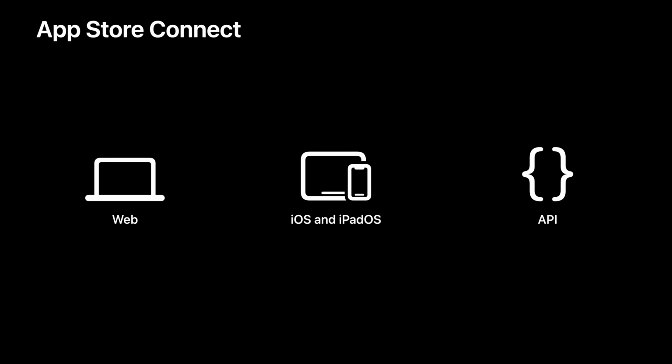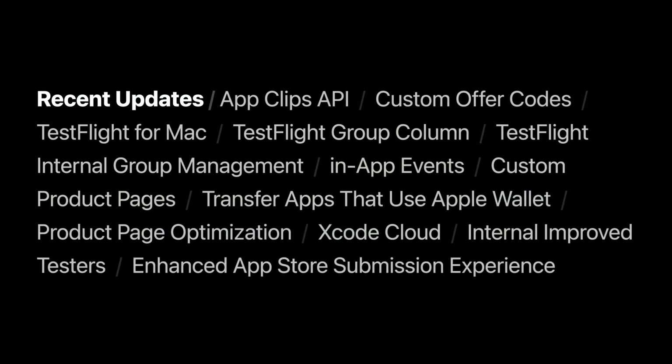App Store Connect has grown considerably over the years. You use it to create, manage, and grow your apps on the App Store across all of our platforms. And we continue to bring new features to App Store Connect on web, our iOS and iPadOS app, and the App Store Connect API. Just last year, we launched a bunch of great new features. You've probably heard all about things like in-app events, custom product pages, and TestFlight for Mac. So instead, let me quickly highlight a couple of recent updates you might have missed.